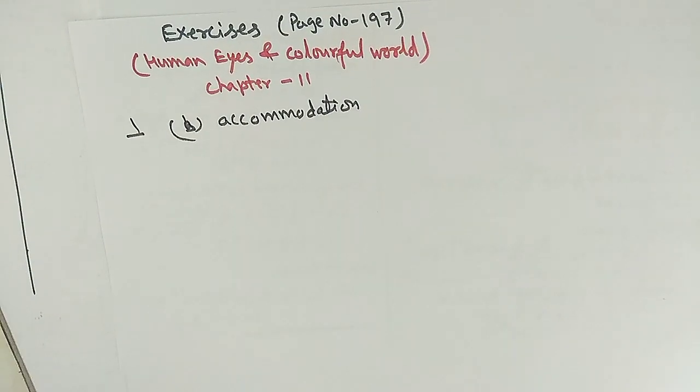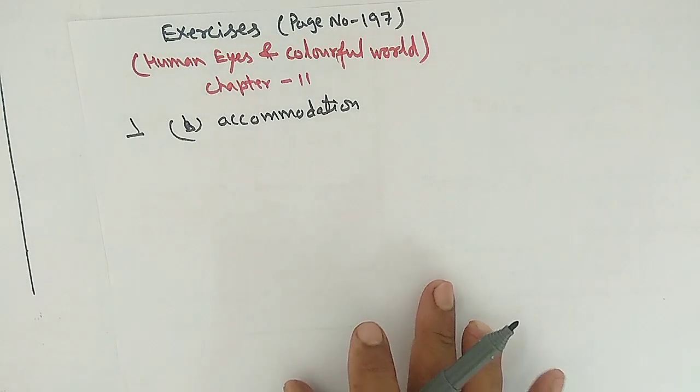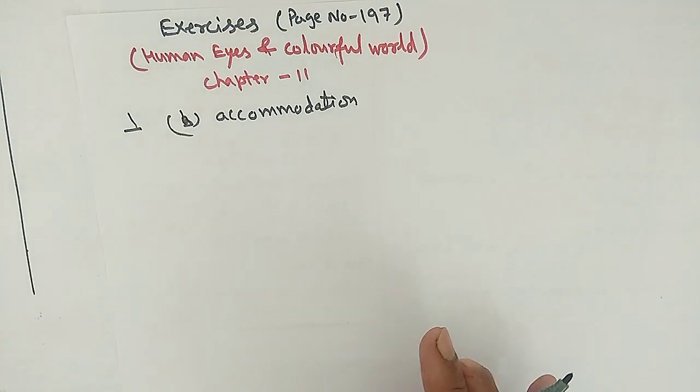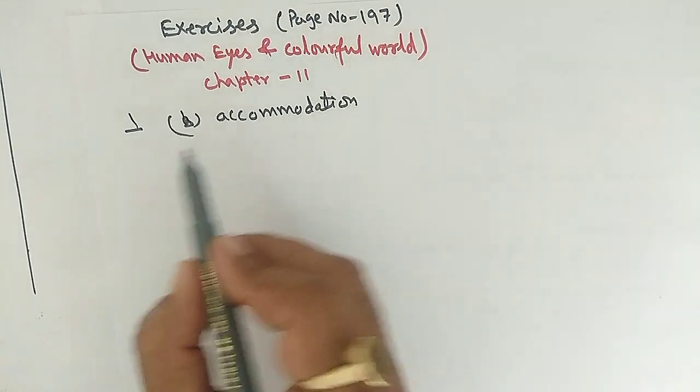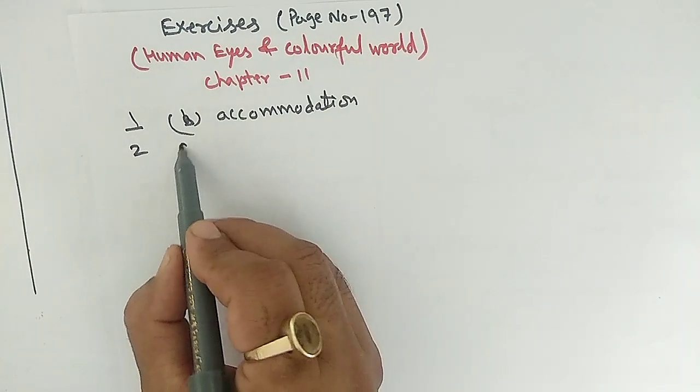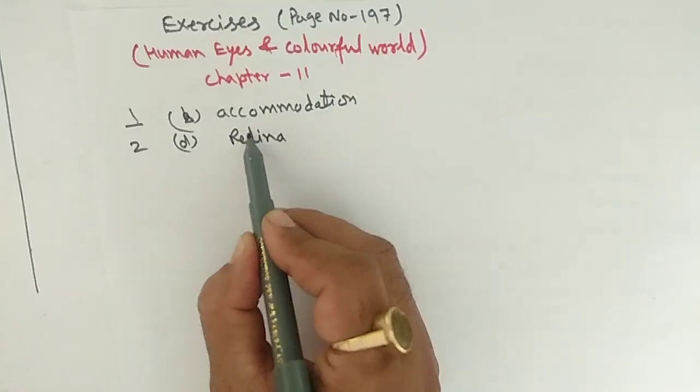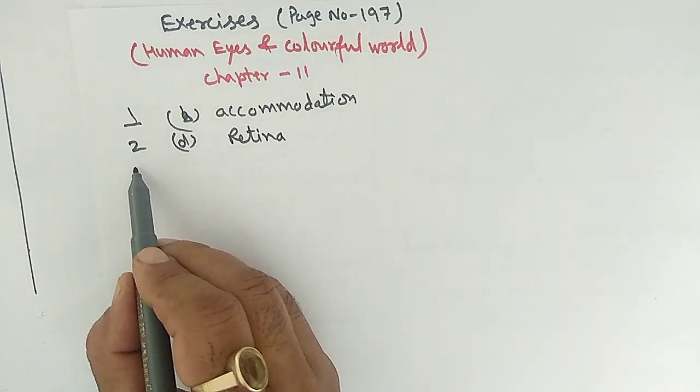Now come to the next question, number 2, a multi-choice question. The human eye forms the image of an object at its... the D part, that is the retina. Always the image is formed real and inverted at the retina.